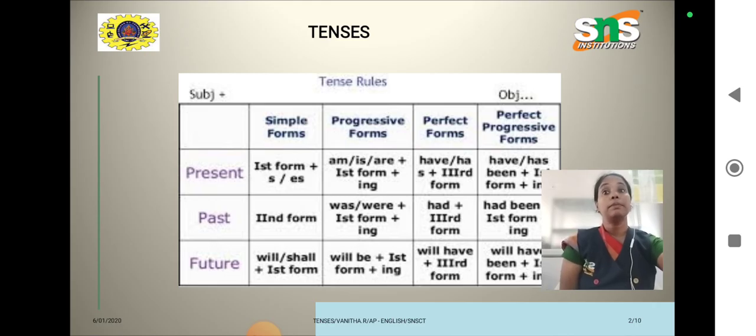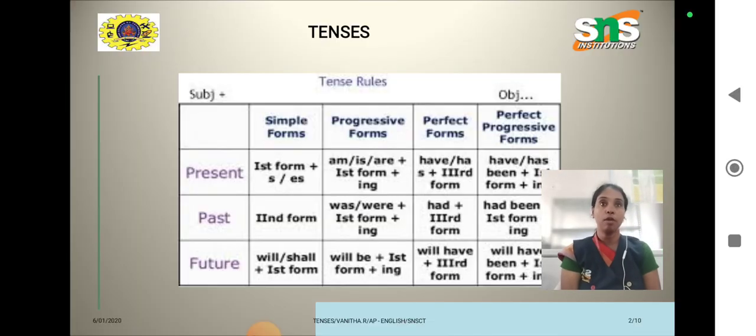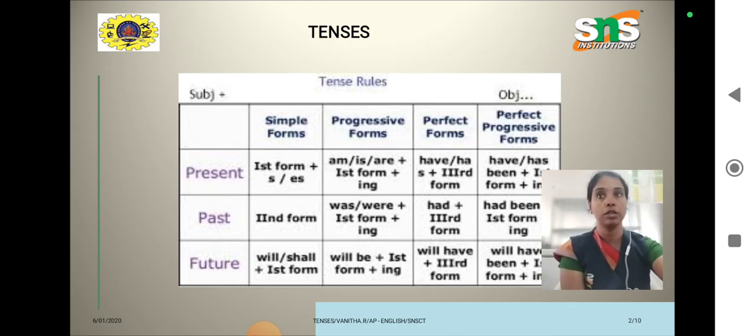So, simple tense. We will discuss simple tense. The simple tense is a grammatical aspect that refers to the normal form of the past, present and future. This is the easiest form and has very few rules. If you see in the slide, you can see the simple form of the present, past and future, where it has very few rules.